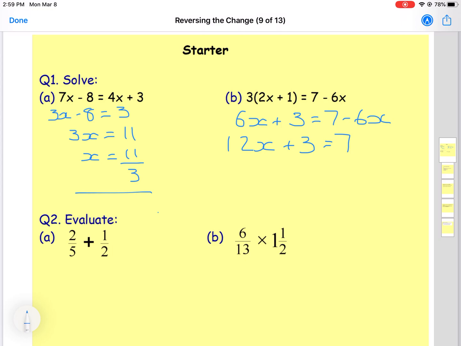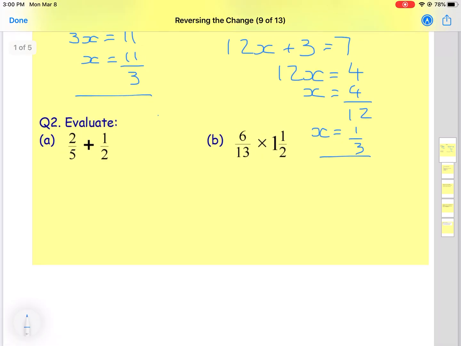We can then subtract 3 from both sides to get 12x equals 4, and then divide both sides by 12 to get 4 over 12 for x. We do have to then simplify this fraction and make that x equals 1 over 3.